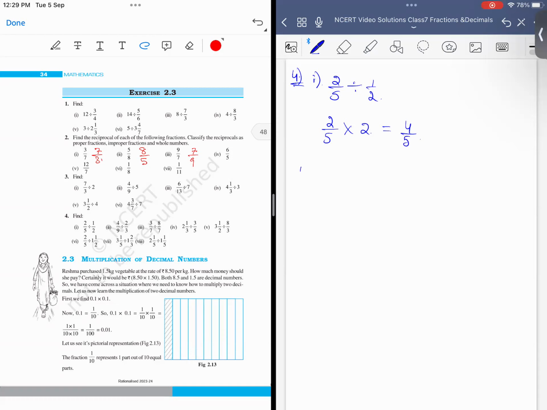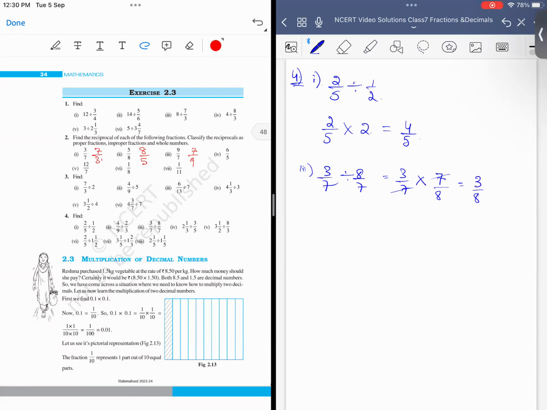Okay. The third question, if you look at 3 by 7 divided by 8 by 7. So 3 by 7, division changes to multiplication and the inverse of the second fraction. And we can factor out 7 and 7 from the numerator and the denominator. So the remaining fraction we get after the product is 3 by 8. Likewise, we can do the rest.